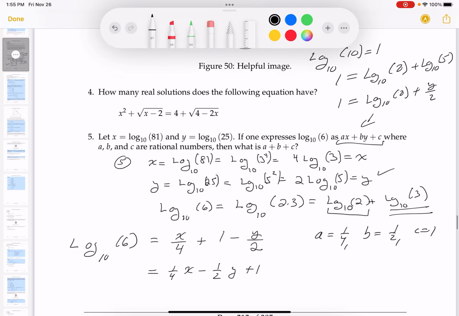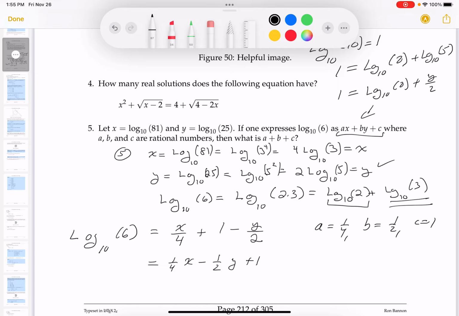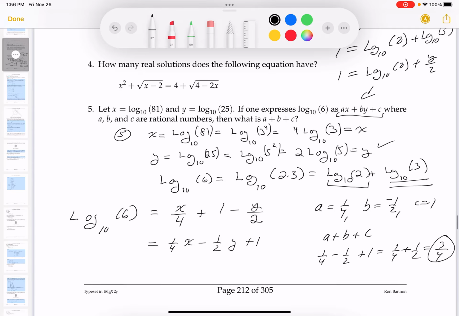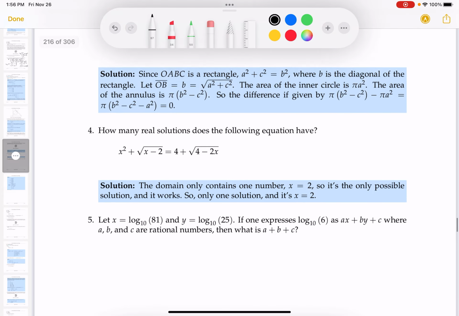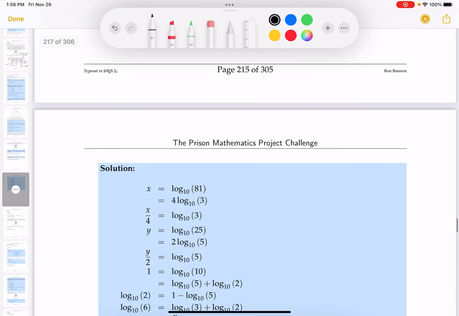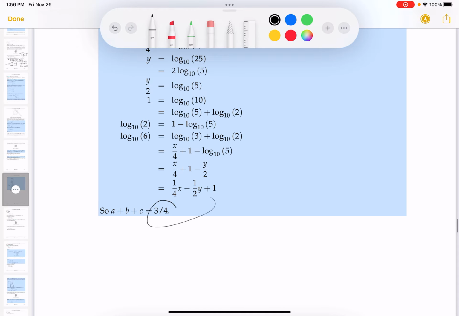What's their question, though? Their question is, what's a plus b plus c? Let's write that down. A plus b plus c. That's going to be 1/4 plus 1/2. I'm sorry, not plus 1/2, it's minus 1/2. I just looked at that. Let me get my eraser out. Minus 1/2 plus 1. So that's going to be 1/4 plus 1/2. Well, that's not so bad. That's just 3/4. All right? Okay, let's take a look at the key and see what they got over there. This is 5, right? 3/4. All right, feeling good about that.